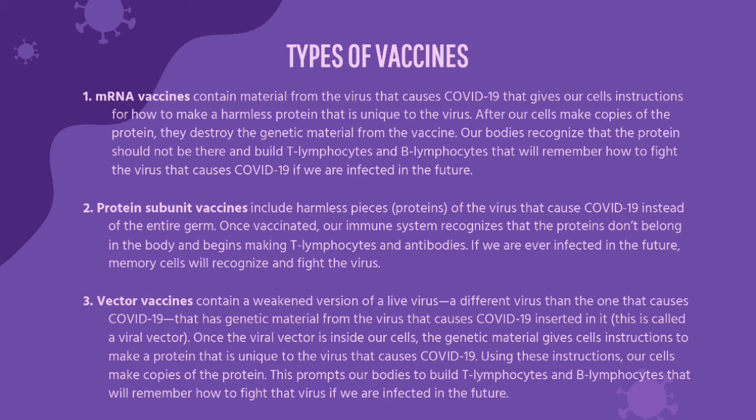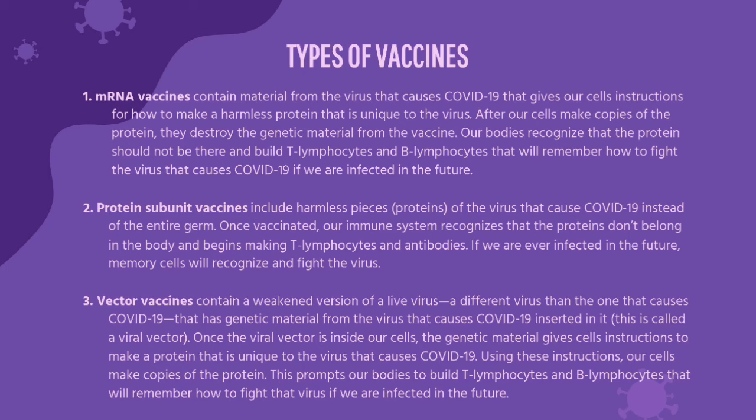Number 2. Protein subunit vaccines. These include harmless pieces of the virus that cause COVID-19 instead of the entire germ. Once vaccinated, our immune system recognizes that the proteins don't belong in the body and begins making T lymphocytes and antibodies. If we are infected in the future, memory cells will recognize and fight the virus.